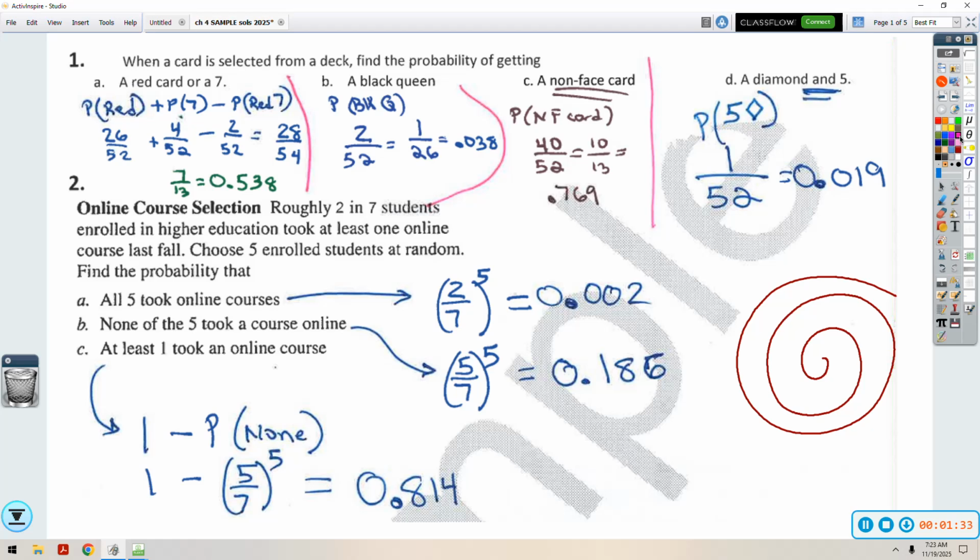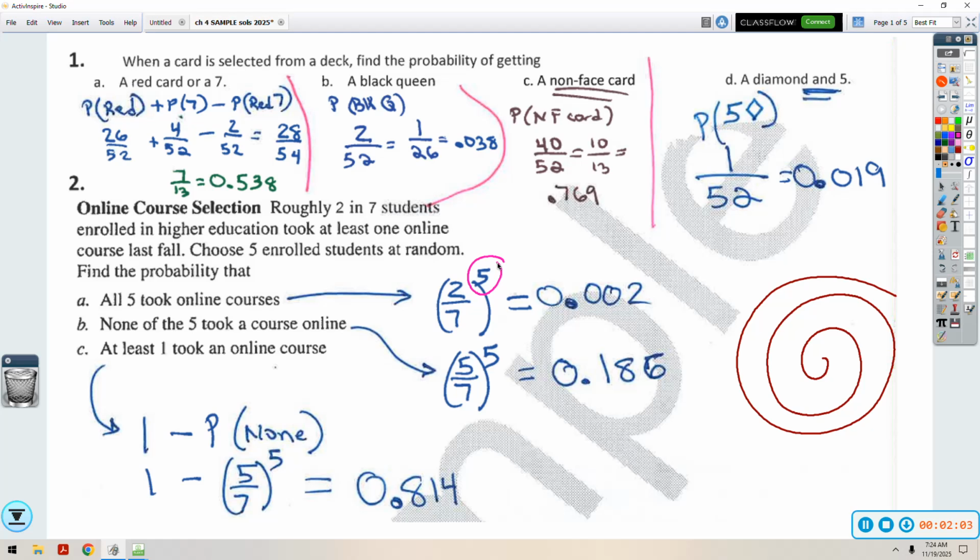So, number 2, the online courses business, that's 2 out of 7, 2 in 7 students enrolled in higher education. You're going to choose 5 people. If each one of them has a 2 in 7 probability, that's 2/7 for one person, 2/7 for 2 people, and so on. You want all 5. You're talking to the 5th power, 2/7 times itself, 5 times in a row.